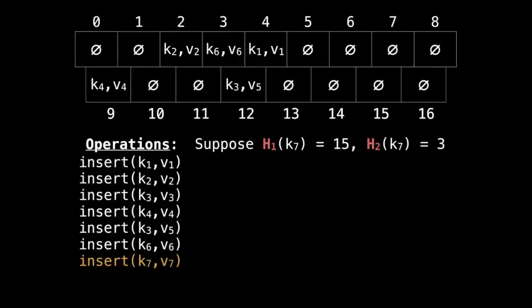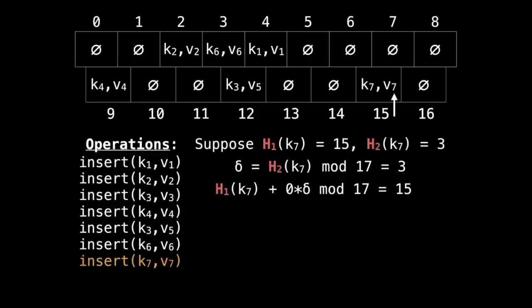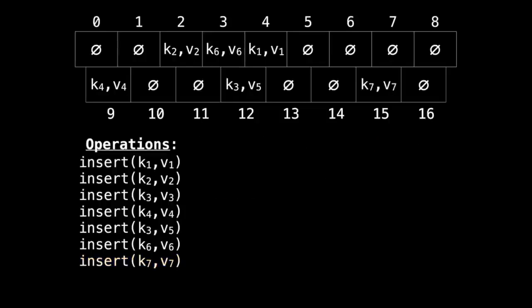And let's finish inserting our last key value pair from before, which is k7. Now suppose h1 of k7 is equal to 15 and h2 of k7 is 3. Then our delta value is 3, and we're able to insert it at position 15.